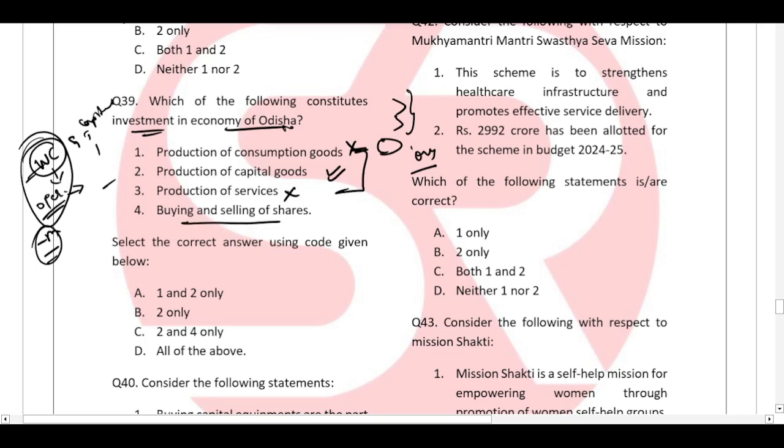Buying and selling of shares. Buying and selling of shares is totally unrelated to this question. It is a different economic activity, and that also happens within a particular revenue year. So the only capital aspect here is the production of capital goods. So that is the correct answer. So for question number 39, the correct answer will be option B, 2 only.